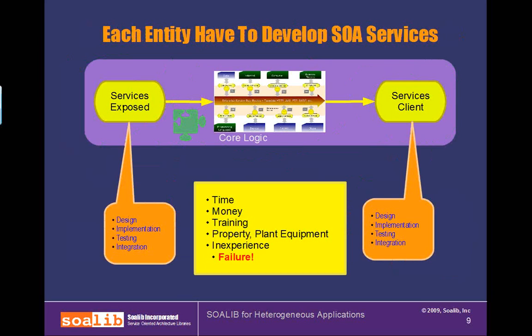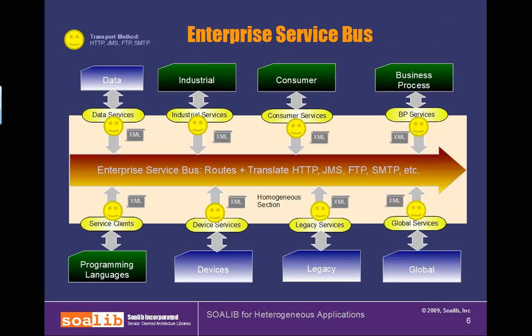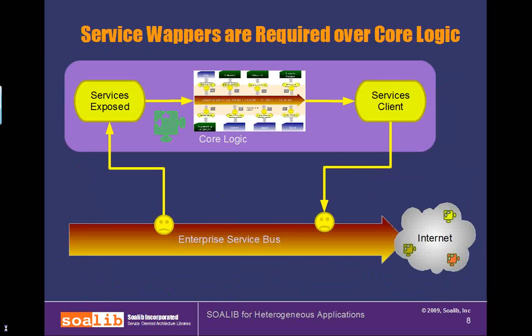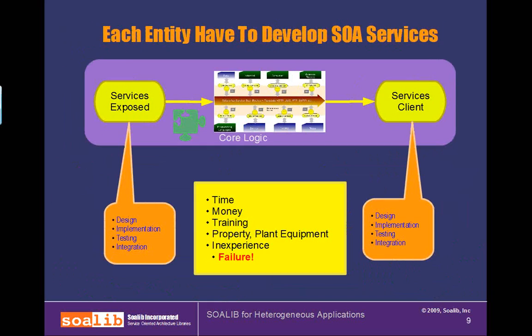Each entity has to develop SOA services, which means all the entities we showed in our previous slide. Let's go back to the slide here. Indeed, these are the entities, and each of these entities has to provide its own services, which have to be tied to the service bus, so everybody can see the service and then consume the service. So we are now here.